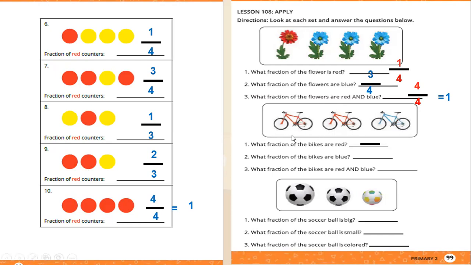The next one. What fraction of bikes are red? We have only 2 red bikes out of 3. So it's 2 over 3 or 2/3. Excellent, Lujaina, bravo. The next one. What fraction of the bikes are blue? How many blue bikes? 1 out of 3. Excellent, my dear students, bravo.